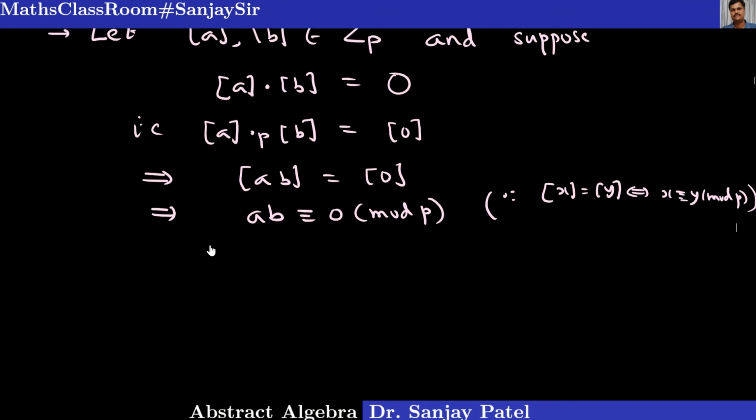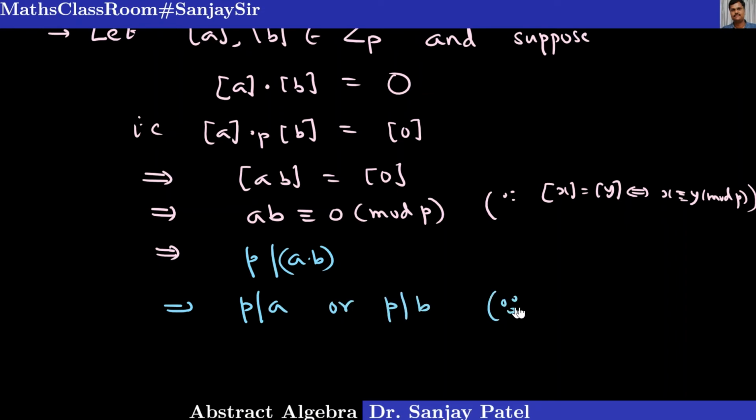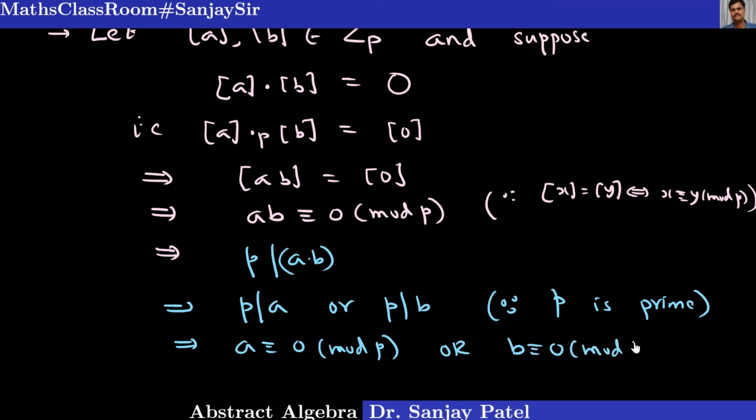When we have defined Zp, we have discussed all such things, and this means P divides A times B. P divides AB minus 0 means P divides AB. And since P is prime, I can say that either P divides A or P divides B. If P divides A, then A is congruent to 0 mod P, and P divides B means B is congruent to 0 mod P.